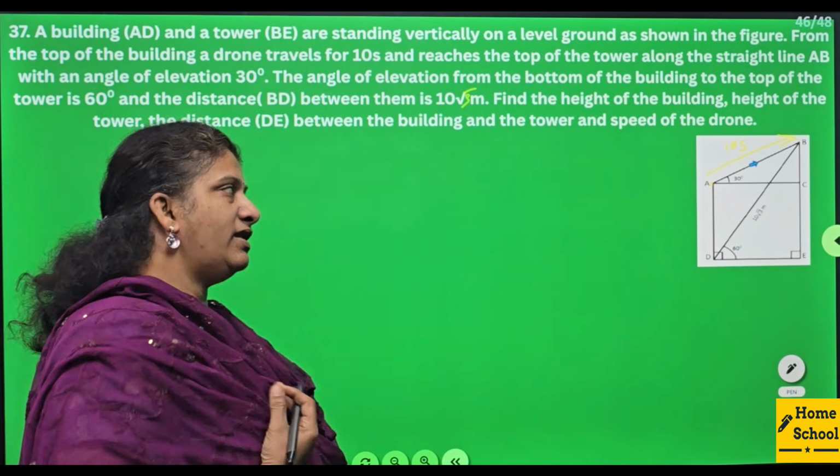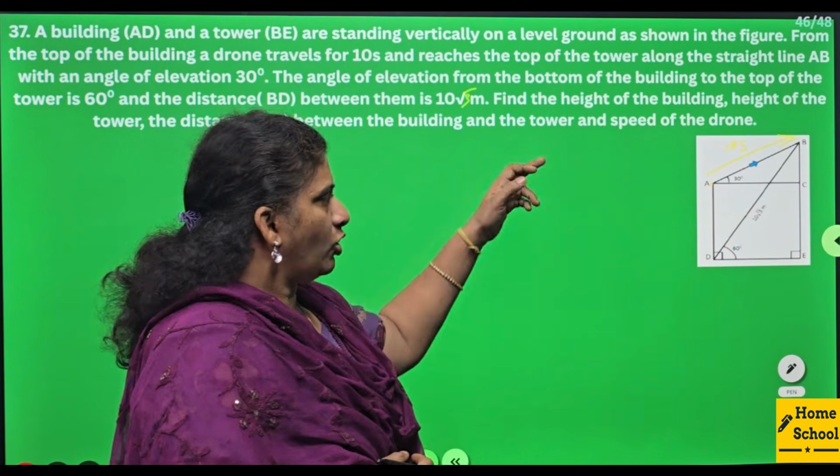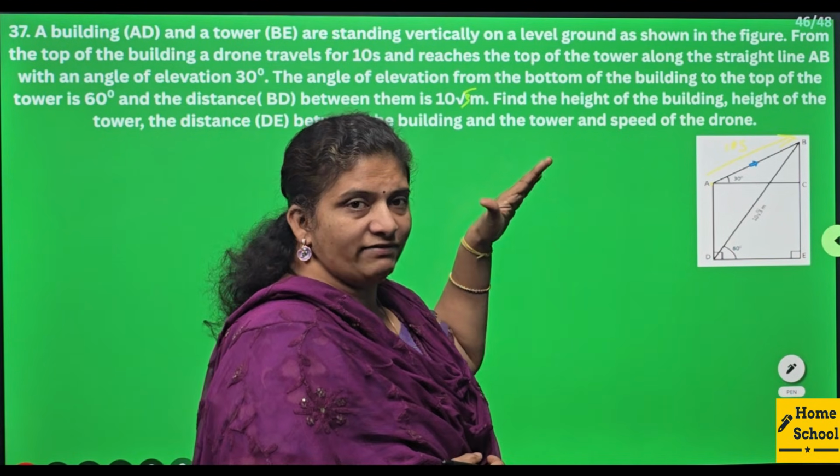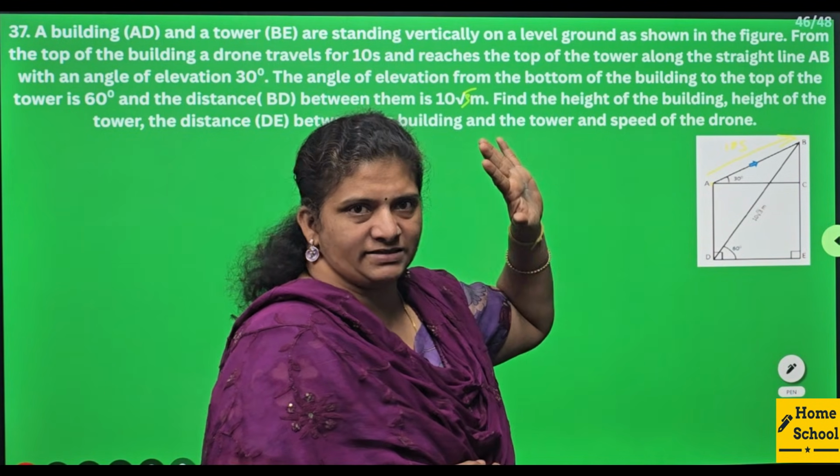Oh, what is given here? There is a building and there is a tower. From top of a building, a drone travels to the top of the tower in 10 seconds.